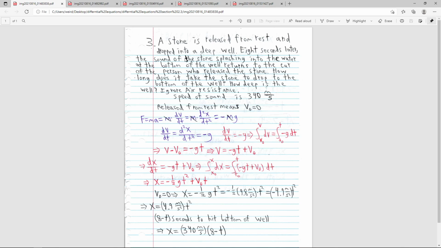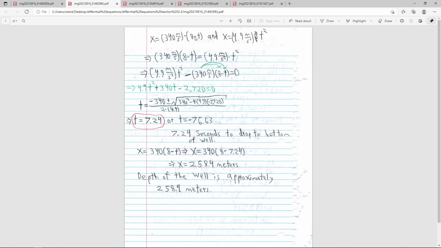So x equals 340 meters per second times (8 minus t) is another expression for x. Then we have to set these equal to each other and solve for t. It becomes a quadratic equation. You can do all the math here, just plug it into a calculator and make sure you do it right. t equals 7.24 or t equals negative 76.63. We can't have negative time in our world, so it's just 7.24 seconds to drop to the bottom of the well.